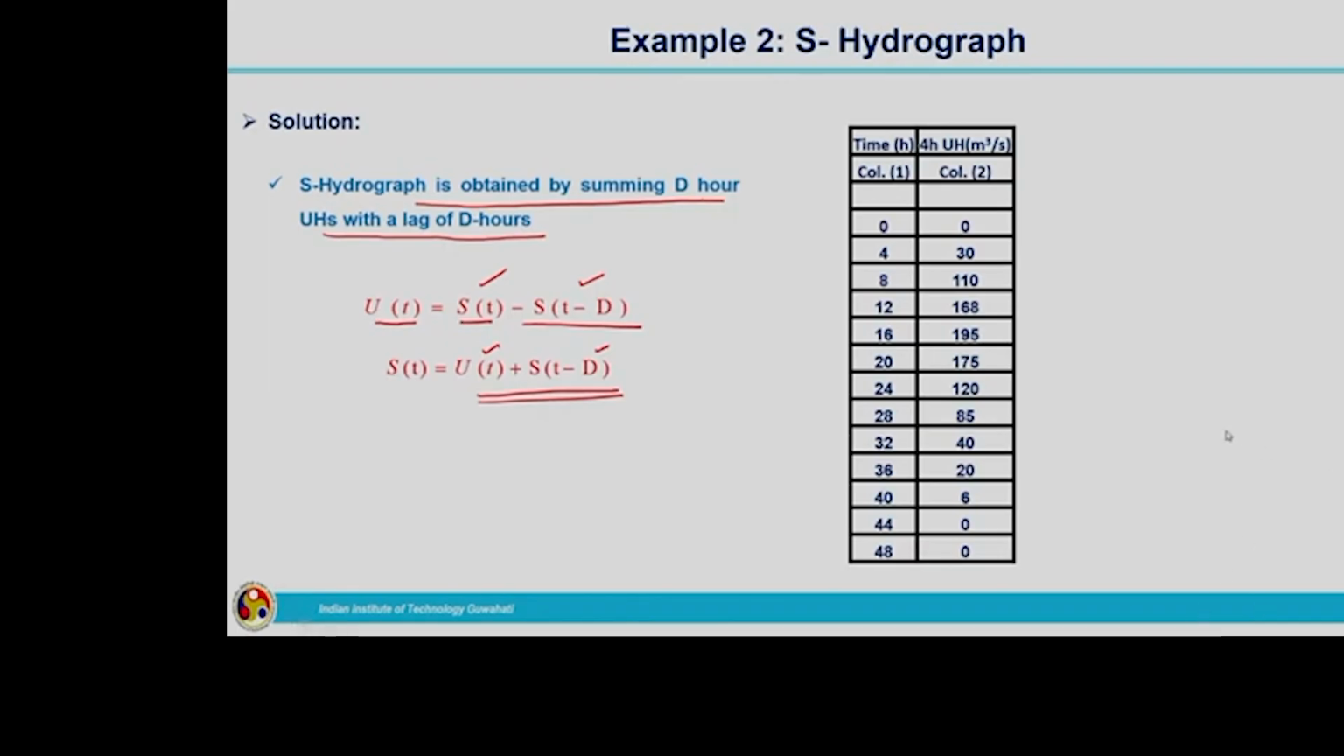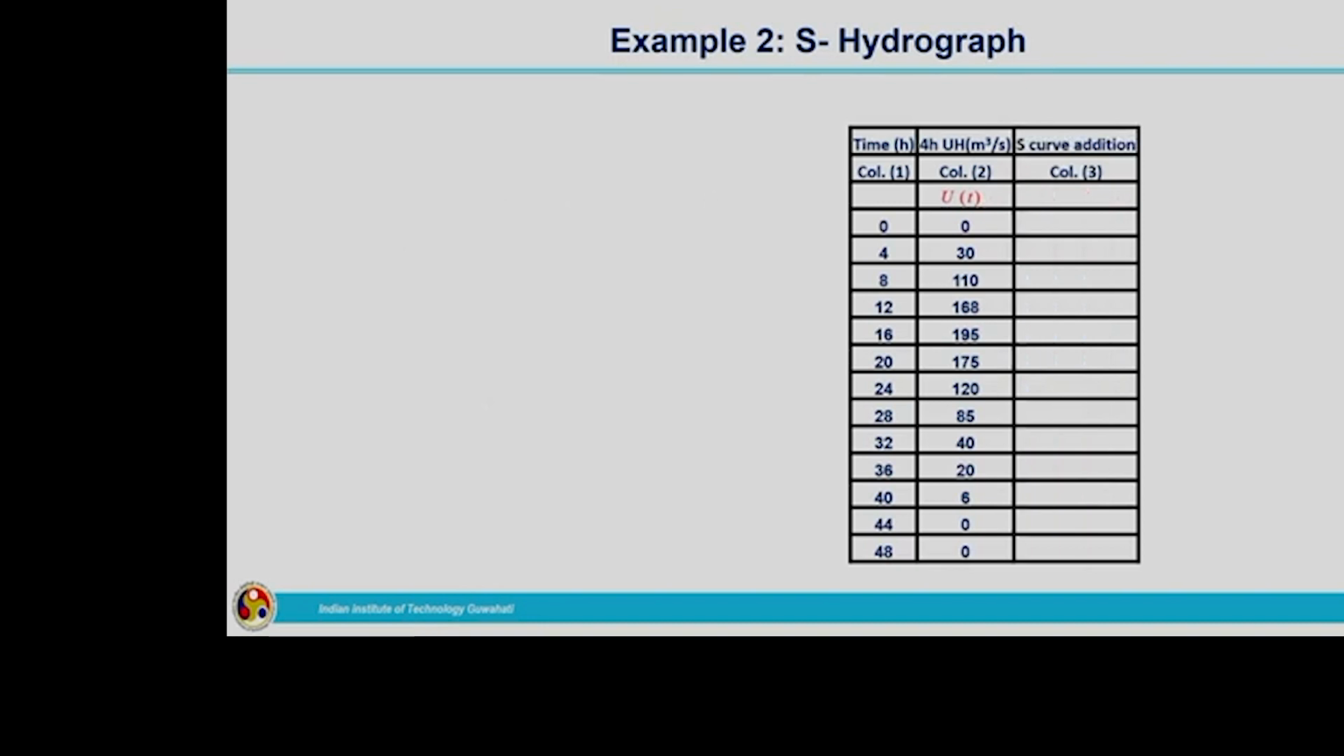Now, we can proceed to solve the example. The ordinates which are given in column 2 can be represented by the notation U(t). The next step is to find the S curve addition. We need to find the ordinates corresponding to S curve addition, and only then can we find the S curve ordinates for time t. We can represent this S curve addition by the notation S(t minus D). How can we get the ordinates corresponding to S(t minus D)?